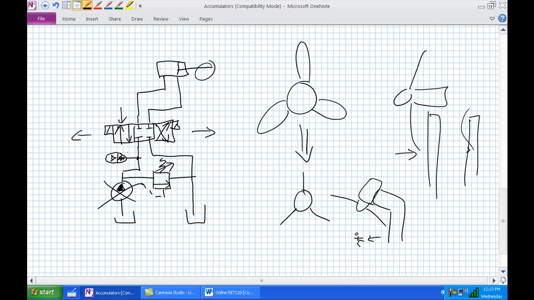Okay, does anyone see a problem with this already? What happens if the pump dies with our accumulator here? It is allowing a certain amount of pressure and flow in this direction if we need it to. But what happens here? It could also push back through the pump. So that's why you might find yourself with a check valve.